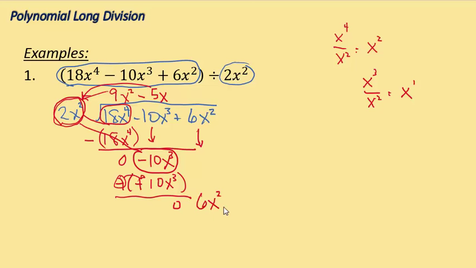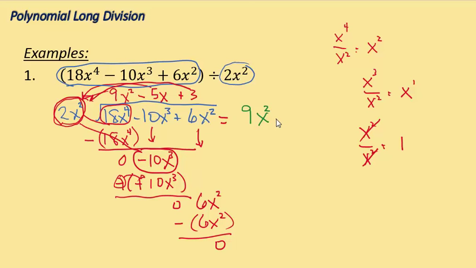2x squared goes into 6x squared. So 2 goes into 6 3 times, and it's positive 3. X squared goes into x squared 1 time. So if I have x squared over x squared, that's just 1. Remember, those cancel out and make 1. And then when I multiply that 1 times the 3, it just gives me 3. When I multiply this back over here, 2x squared times 3 is 6x squared. I'll subtract that, and that gives me 0. So my answer to this division problem is going to be 9x to the second minus 5x plus 3.